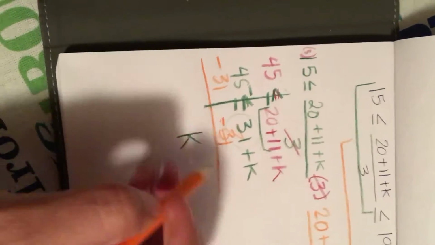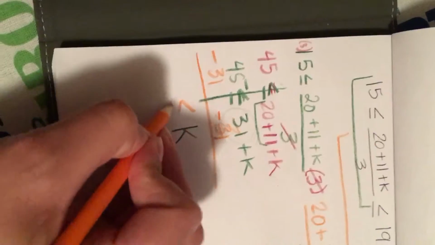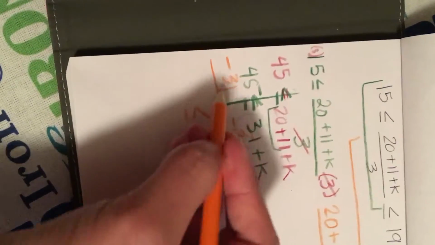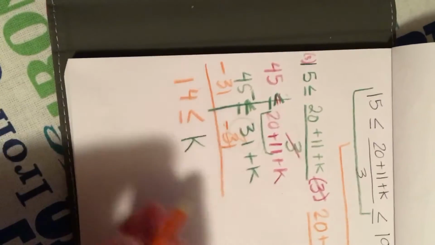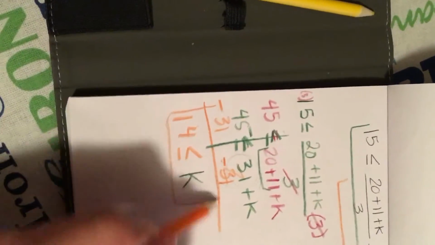Okay. So k is greater than or equal to, looking at it this way, 14. So that's one of my solutions. Now I go over here and do the next one. I'm going to do the same thing as I did on the other side. So I'm going to put a line down, in order so we don't get confused.